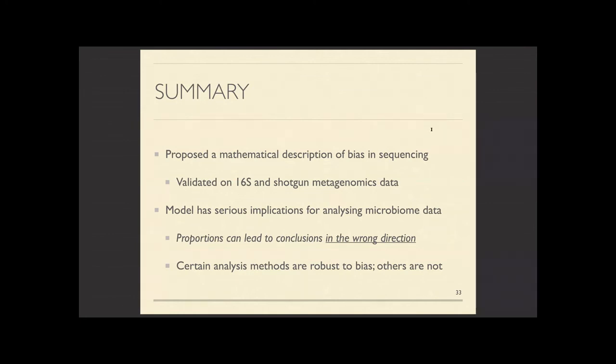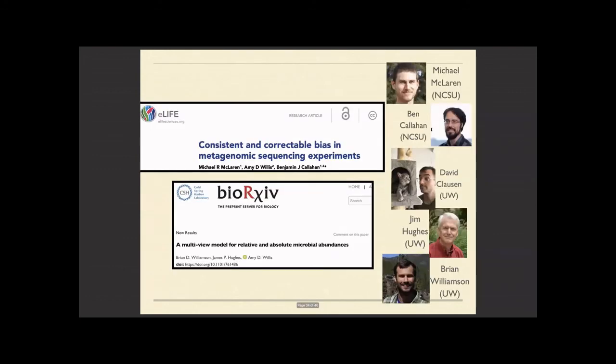This model has quite serious implications for how we should be analyzing microbiome data. In particular, looking at proportions can lead us to conclusions that are not only wrong, but also wrong in the wrong direction. I went through an example earlier where the relative abundance in the actual underlying communities decreased, but in the sample data, it increased as a result of these efficiency confounding features. And I'll say that some analysis methods are more robust to bias than others. For example, ratio-based analyses might be more robust than looking at relative abundance or proportion-based analyses.